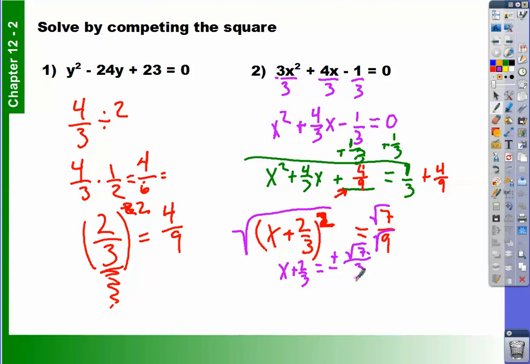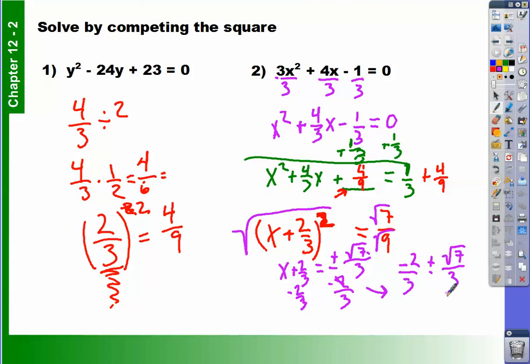Okay. So now, what do we have to do to get the x by itself? Subtract 2/3. I'm going to subtract 2/3. And so I will be left with negative 2/3 plus or minus square root of 7 over 3.